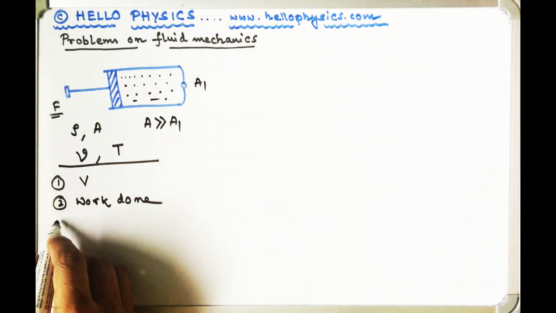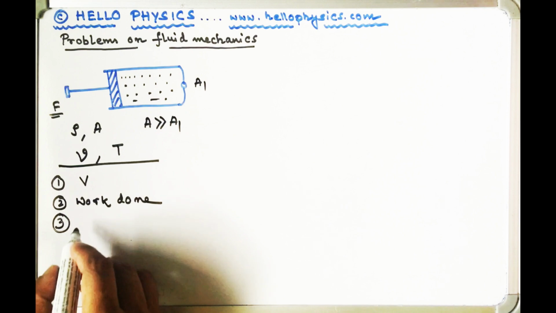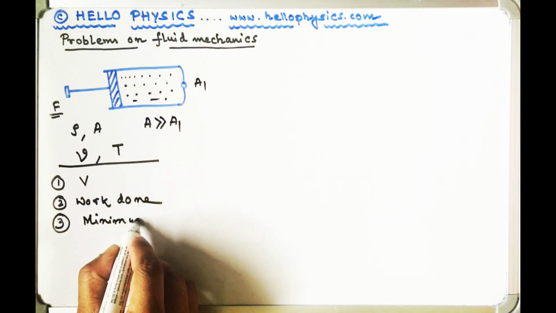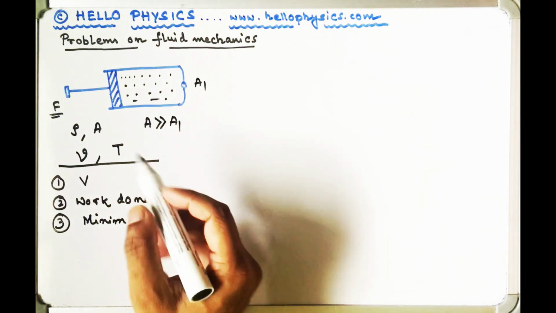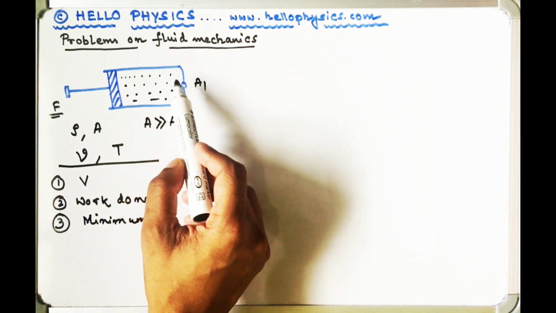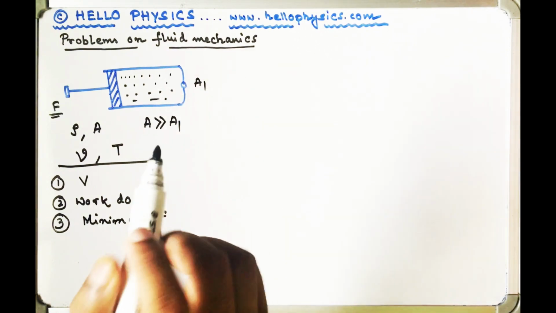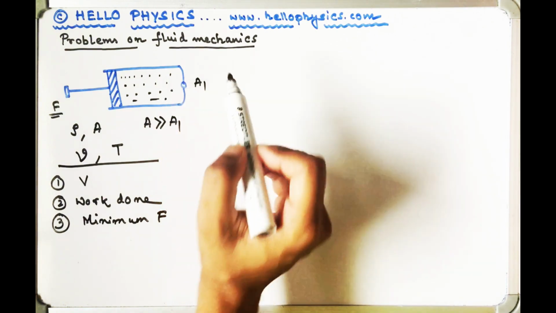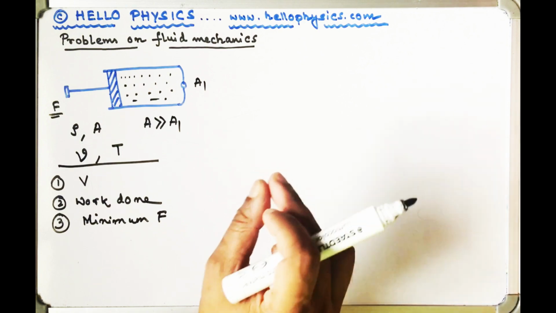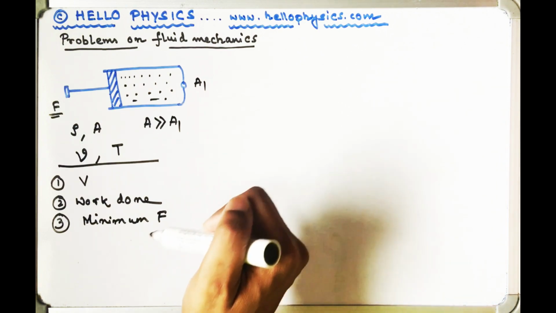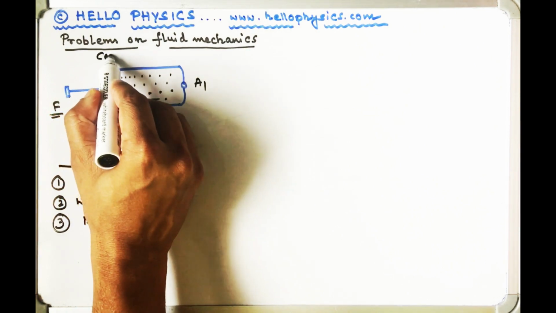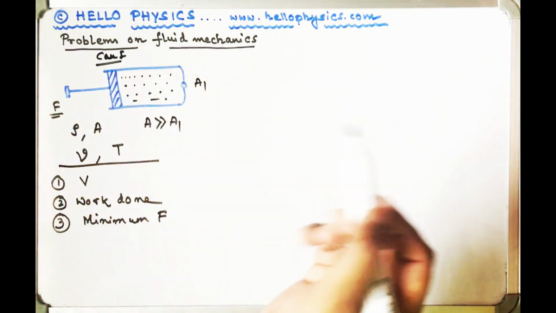The third thing you have to find out is the minimum force you need to apply so that the fluid comes out. Just applying any force would not push the fluid out of the piston. You have to apply at least a minimum force. You have to find that minimum force out. So this is case 1. We would be solving case 1 in the follow-up video.